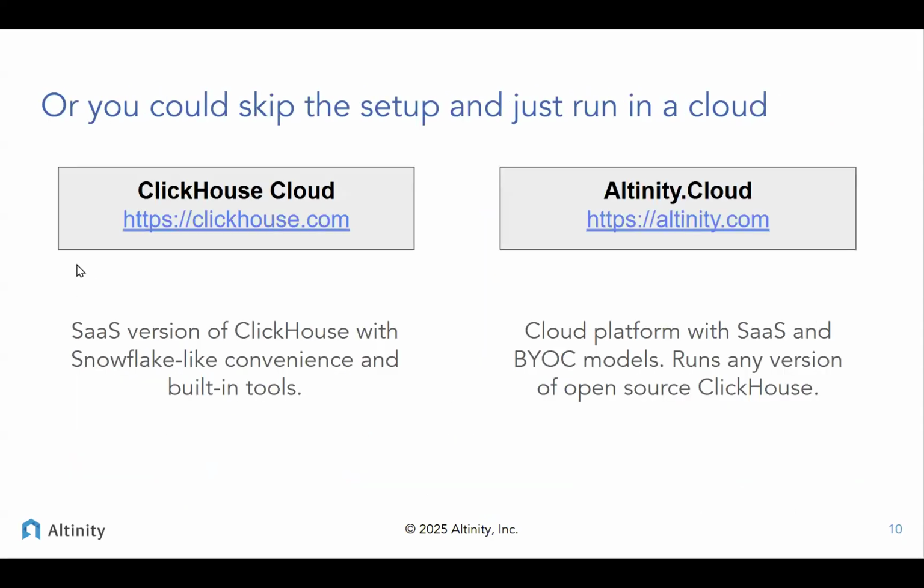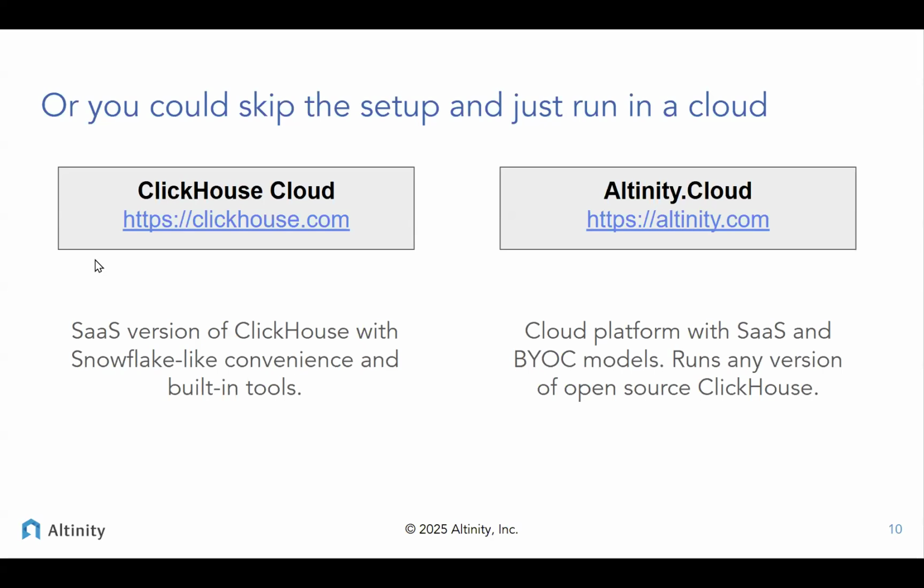And then the final thing is, if you're just all about convenience, you can run this stuff in a cloud. Two major clouds. There's ClickHouse Cloud. That's a SaaS version of ClickHouse. It has a Snowflake-like convenience and built-in tools. There's Altinity.cloud, which we run. It's been around since 2020. It's quite venerable. Runs on 4 different platforms.